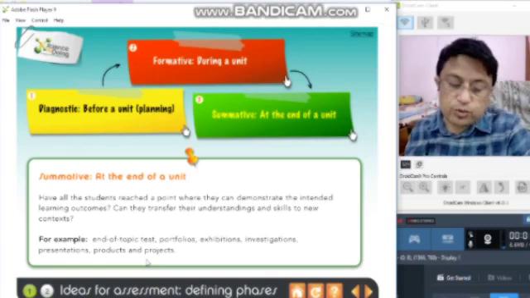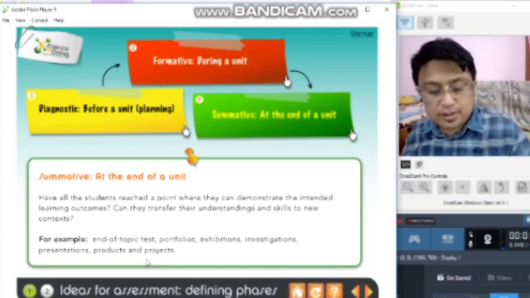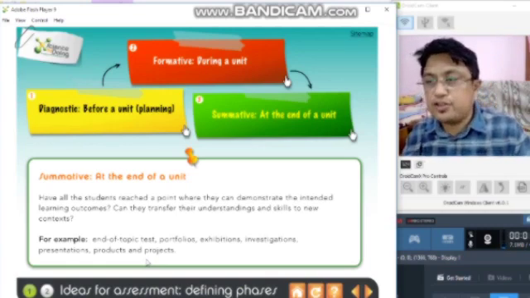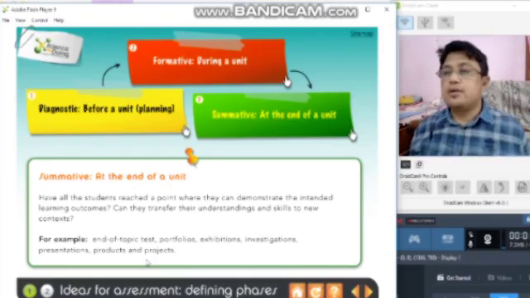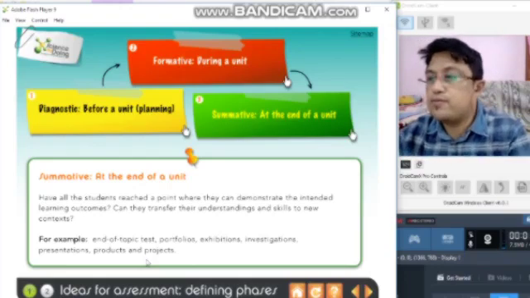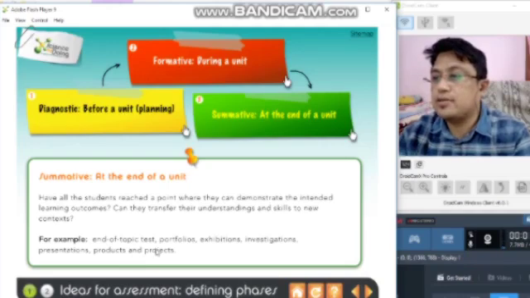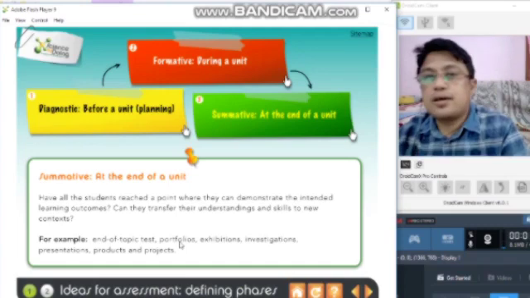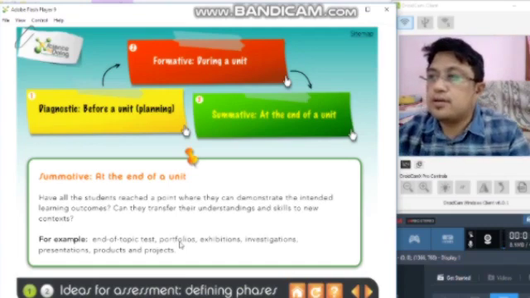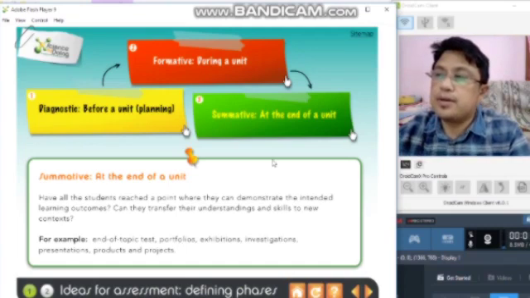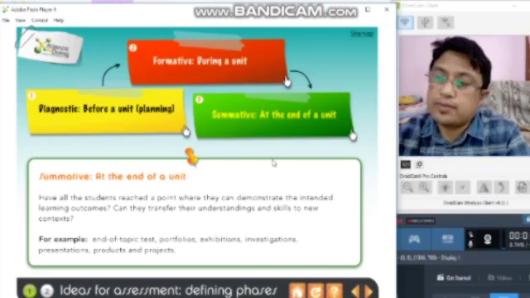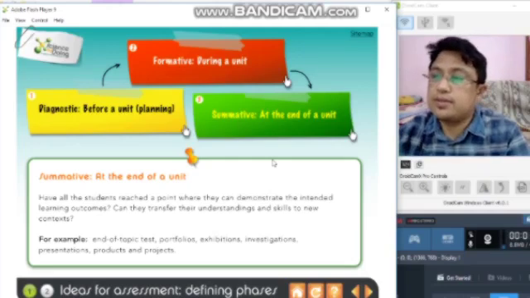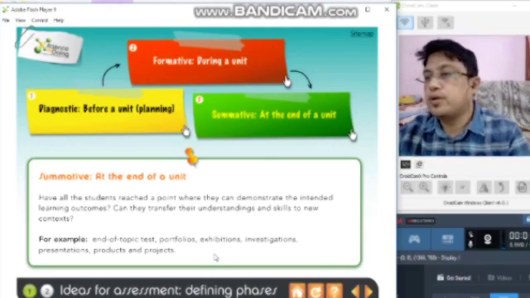What we normally do is mostly a class-internal written examination as a summative unit test. We normally don't follow these techniques, but these are examples of summative assessment. In simple terms, at the end of the unit, these are the things we have to know how to do for summative assessment.